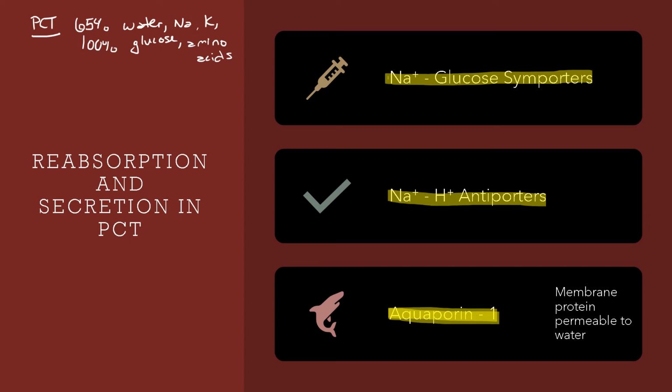We will see a little bit later that another type of aquaporin is used in the collecting ducts, and the antidiuretic hormone actually affects how many aquaporin 2 molecules are inserted in the collecting ducts, but we will see that a little bit later. But aquaporin allows water to pass through membranes.